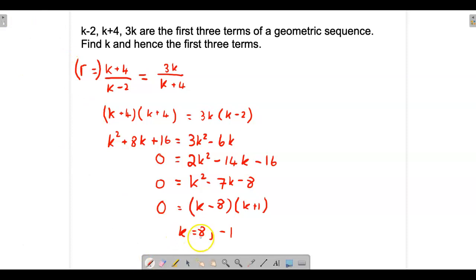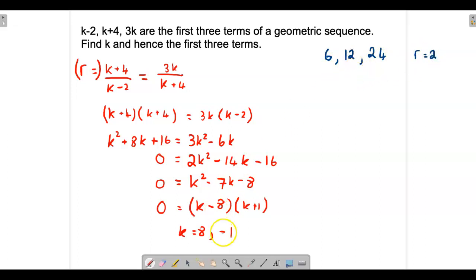So if I make k 8 and I try the first number, that's going to give me 6. If I make k 8 and try the second number, that gives me 12. And if I make k 8 and do 3k, it gives me 24. Now that looks okay. That's times by 2 each time. So here my r value will be 2 each time.